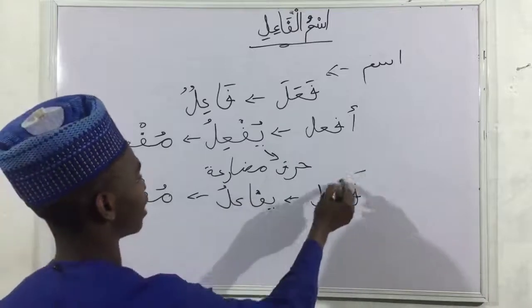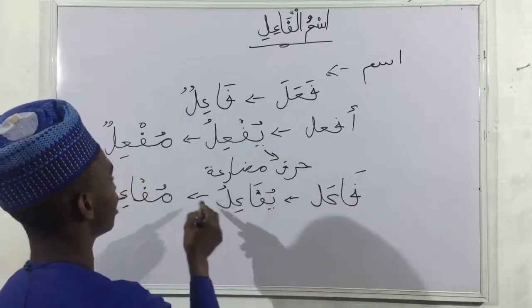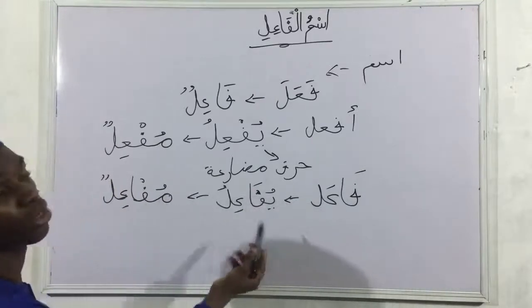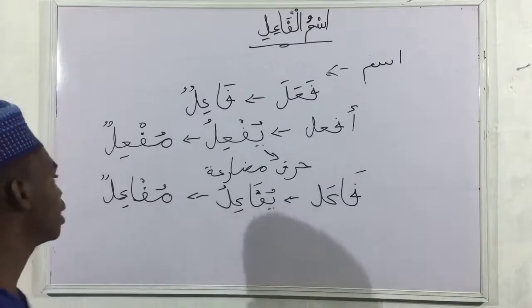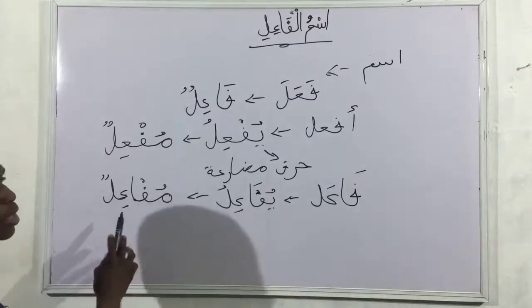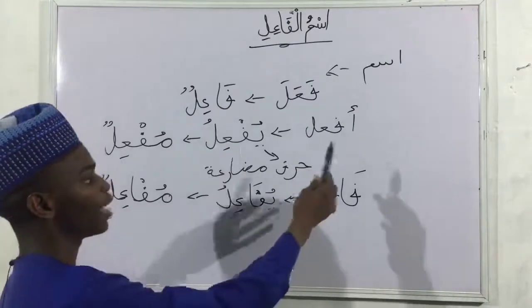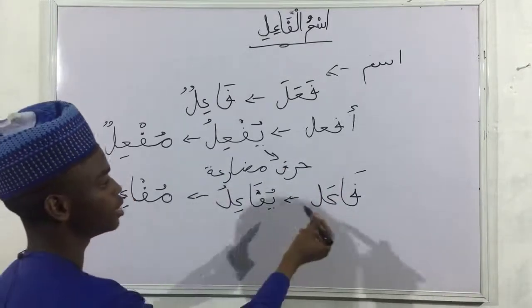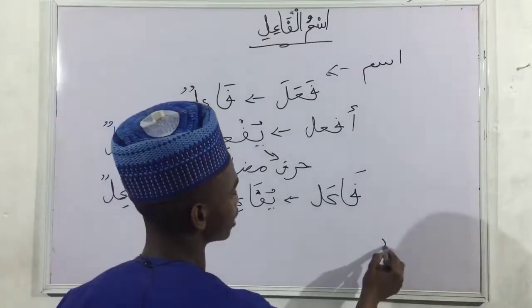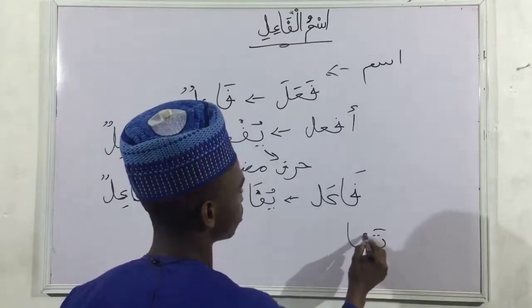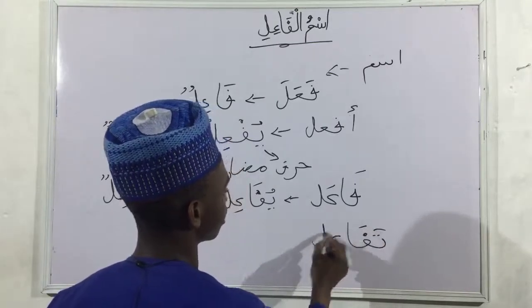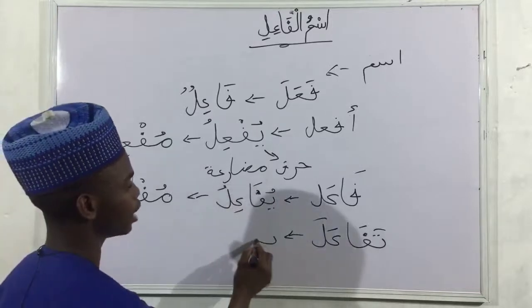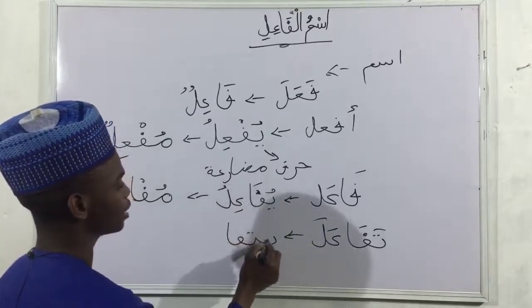So with this same shape, we have fa'ala, in mudari' it becomes yufa'ilu. When we want to turn it to ismul fa'il, we just replace this harf al-mudari' with a mim having dhamma, and the second to the last letter is going to have kasra. So this is rubai and above. Even if we have something in the shape of al-khumasi, such as tafa'ala, we know that in the mudari' the second to the last letter is going to have a fatha.